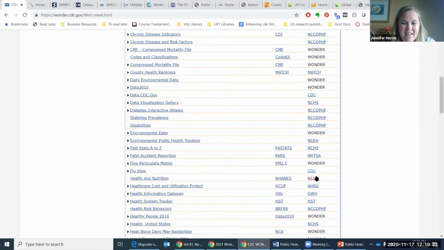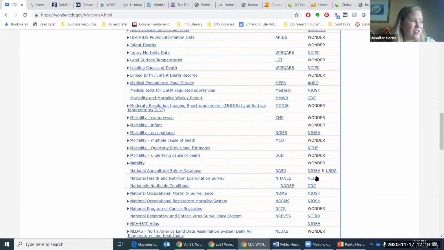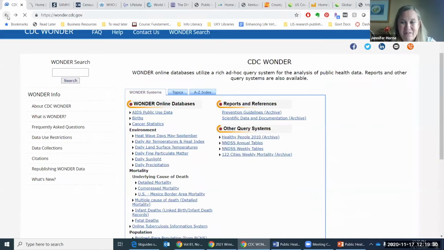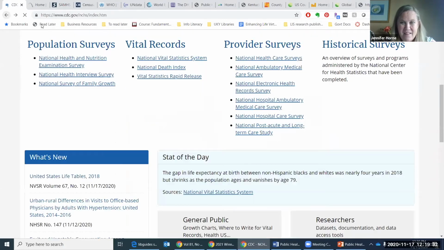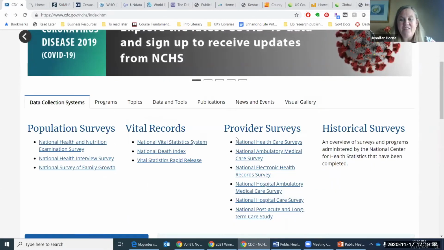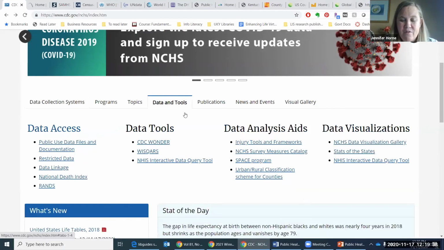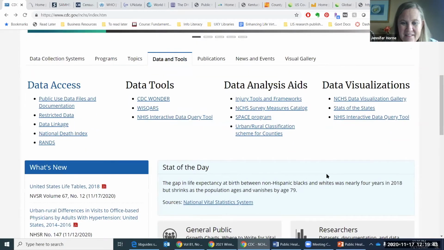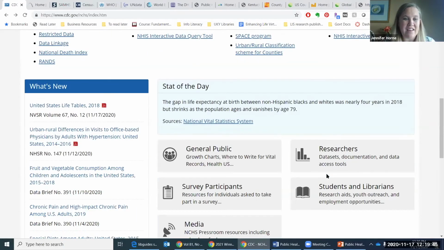This is just a great place. You can see why this is a great place to start, the National Center for Health Statistics, because they have everything in here. If you're looking at the national level, they also have a lot of state level in here, and so you can really get in here and look.